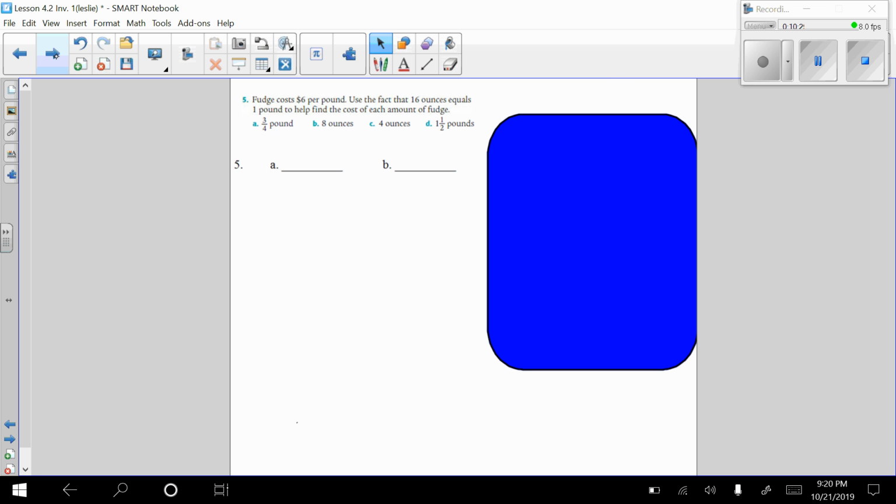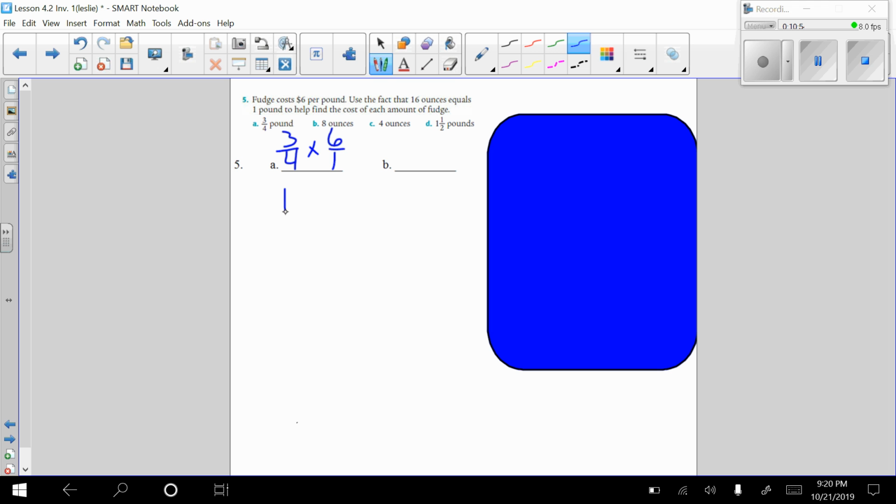Fudge is $6 per pound. Remember, there's 16 ounces in 1 pound. How do we figure out how much this is going to cost us? Well, the method remains the same. We want to buy 3/4 of a pound. Well, I'm going to take my 3/4 times my $6 per pound, put it over 1, and multiply.